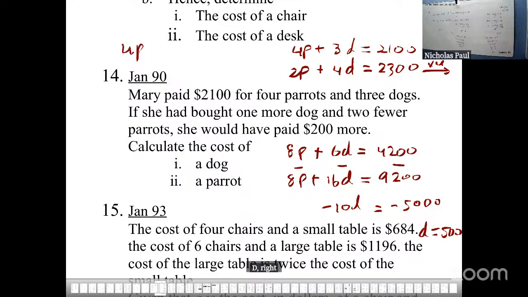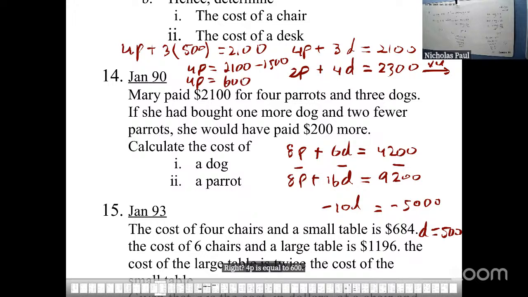So 4 by P plus 3 by 500, D is 500, right? It's 2,100. So 4P is equal to 2,100 minus 1,500. Right? 4P is equal to 600. P is how much? 150.